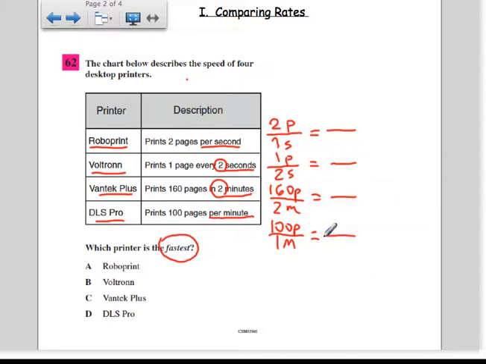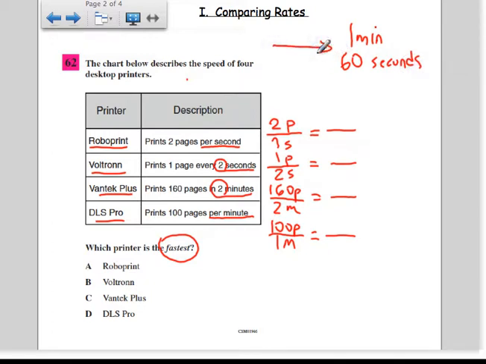I need to make a decision. I see 1 second, 2 seconds, 2 minutes, and 1 minute as my denominators. Looking at these, I think I could rewrite all of these ratios out of 1 minute. So I'm going to rewrite all of these ratios out of either 1 minute or 60 seconds, since that's the same thing as 1 minute. I'm trying to convert everything to either 1 minute or 60 seconds.